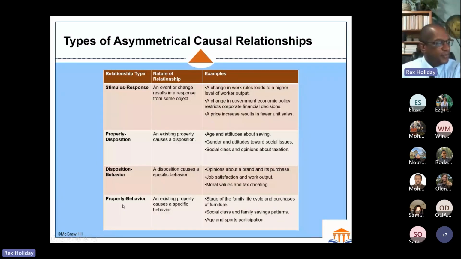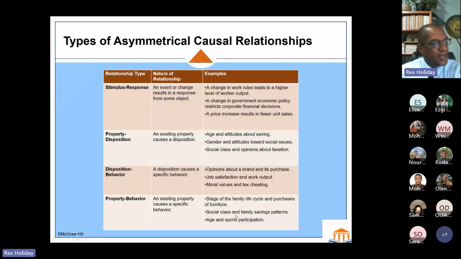So very good. So property and behavior. An existing property causes a specific behavior. So stage of the family life cycle and purchases of furniture. That one, I wasn't so sure about that one.